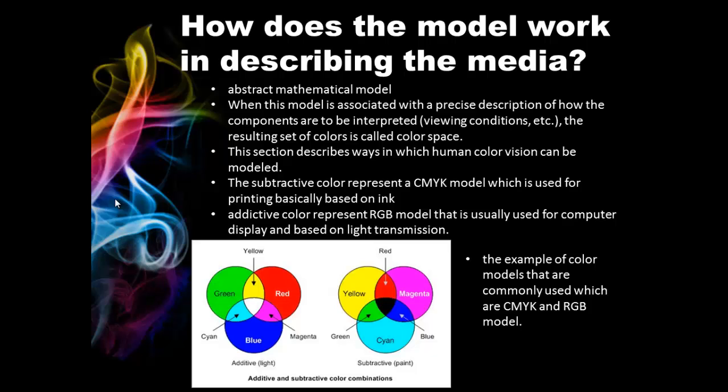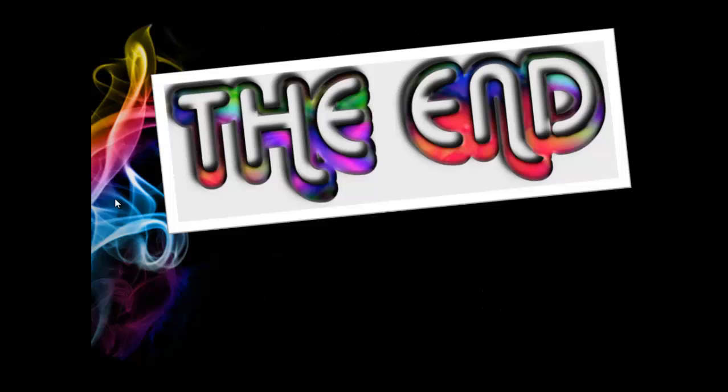Subtractive color represents the CMYK model, which is used for printing, basically based on ink. Additive color represents the RGB model, which is usually used for computer displays and based on light transmission. Here we can see an example of color models that are commonly used, which are the CMYK and RGB models.